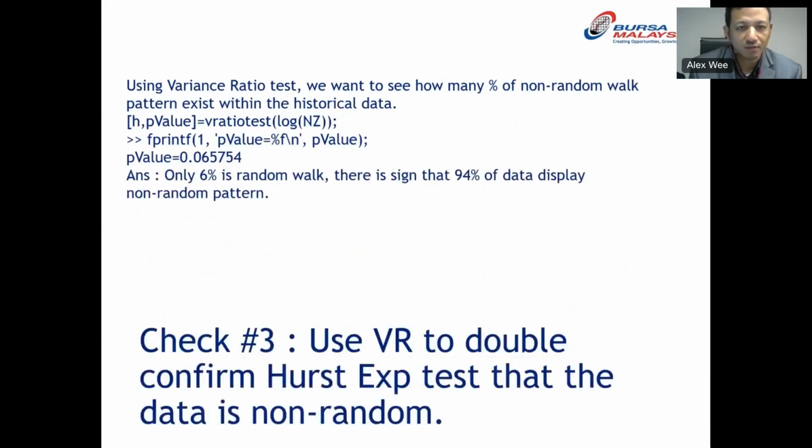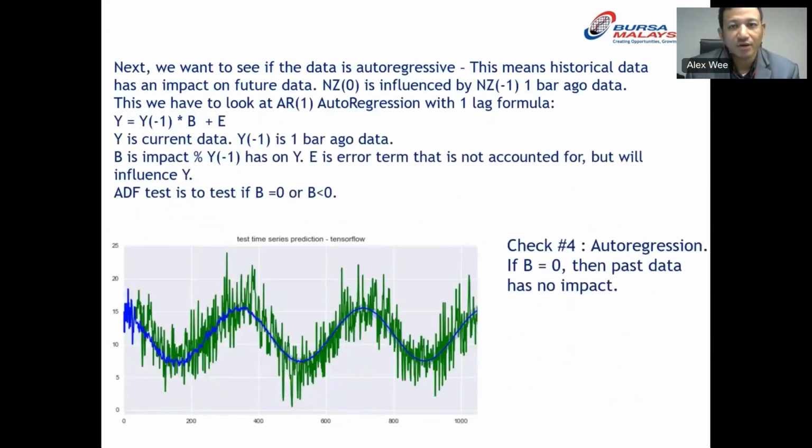So we use that to check the variance ratio to double confirm that the data is non-random. It does prove that 0.06 means that only 6% is random. There is a sign that 94%, 95% of the data displayed is non-random. It's predictable. It's predictable to be range bound. Okay.